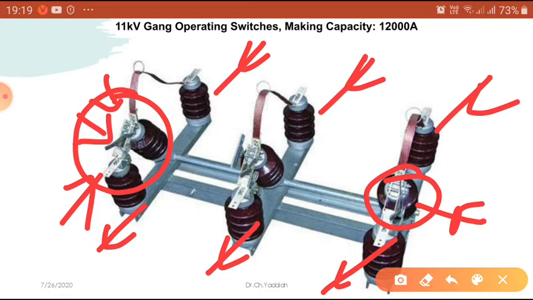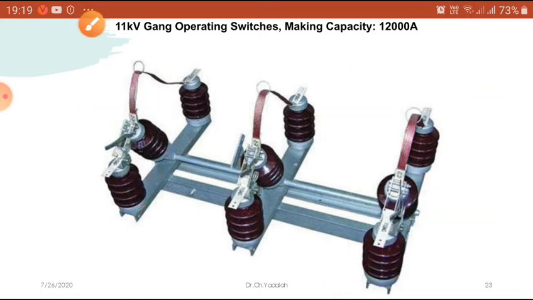Now, what is its construction and working? Once again you can see it. So here you can see it.